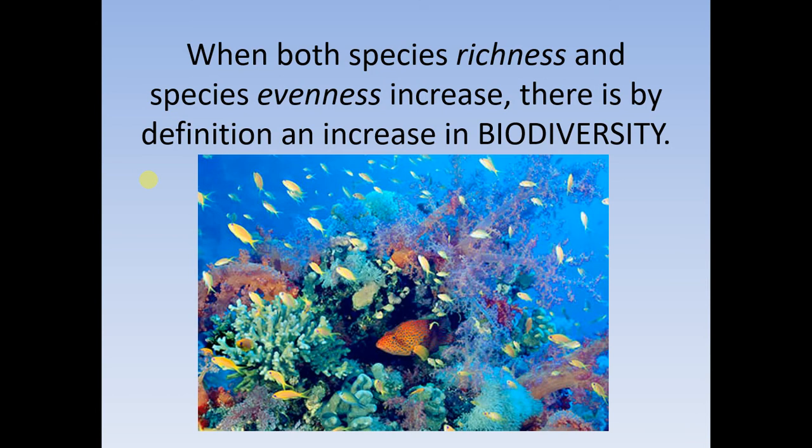When we're talking about biodiversity, both species richness and species evenness matter. So we say if a community has an increased species richness and an increased species evenness, then by definition it has an increased biodiversity. So we need to measure biodiversity by weighing both of these factors.